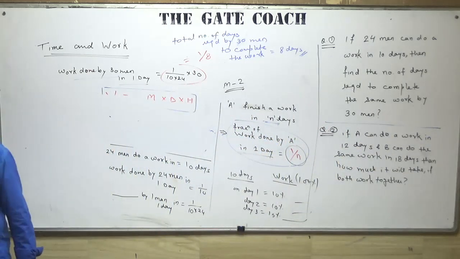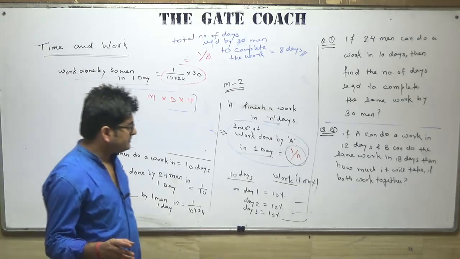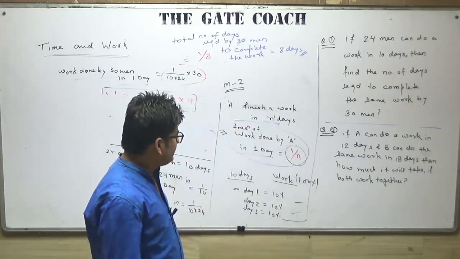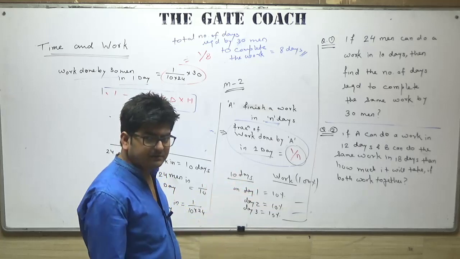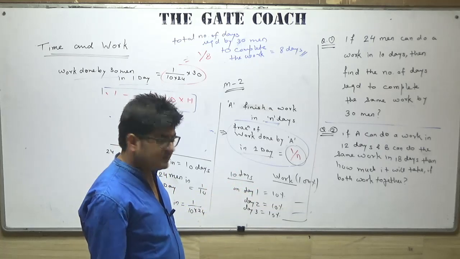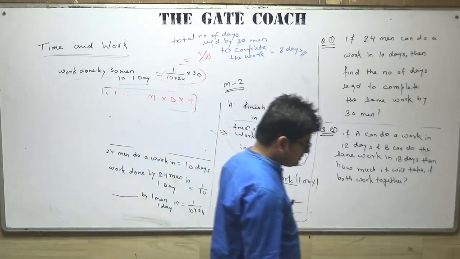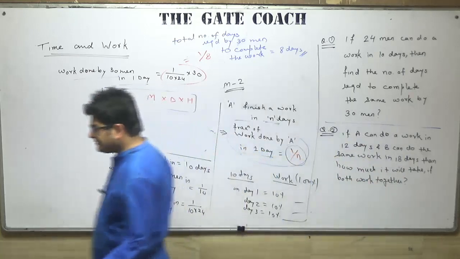In this class we will try to solve all of the questions from the time and work part. So we will talk about almost 12 to 13 types of questions which are frequently asked from the time and work part. So guys, tell me what will be the answer for this question.